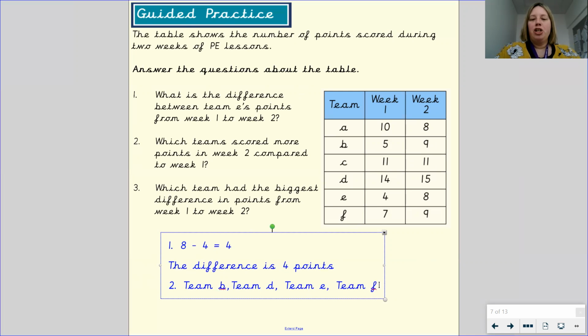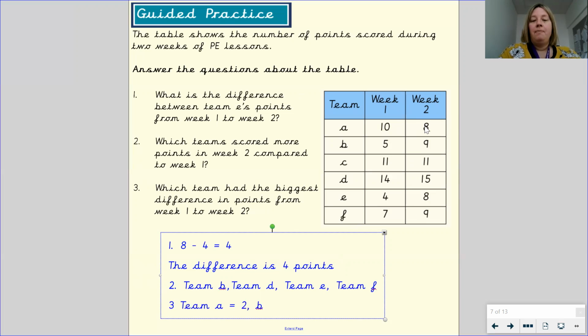Let's do this here, just like we did for that first question. So let's see what the difference is for Team A. In week 1, they scored 10. In week 2, they scored 8. 10 take away 8 is 2. So the difference was 2 points.